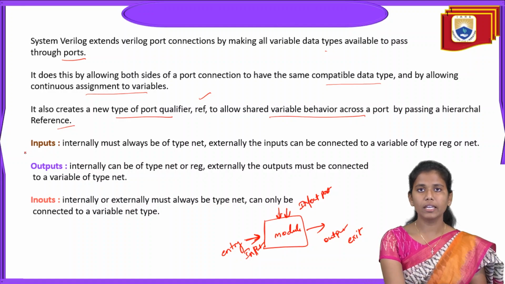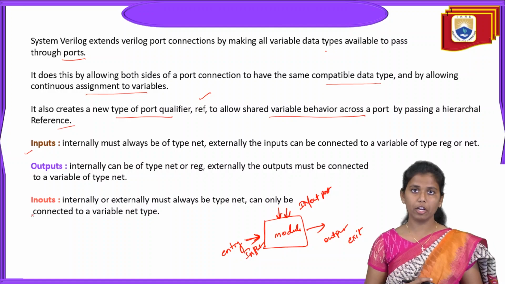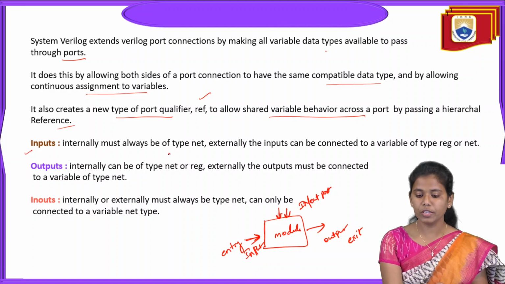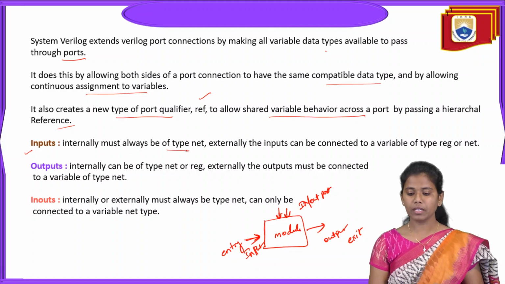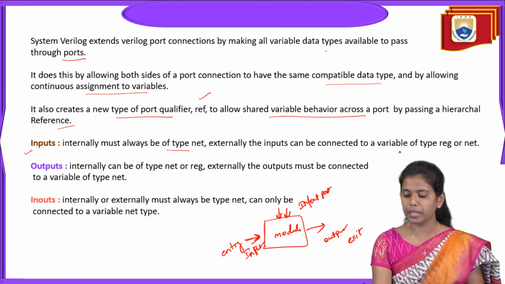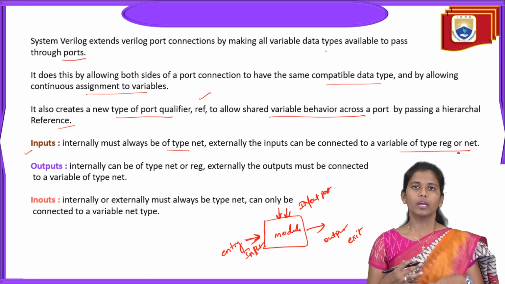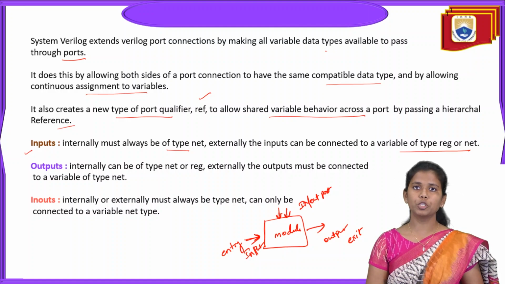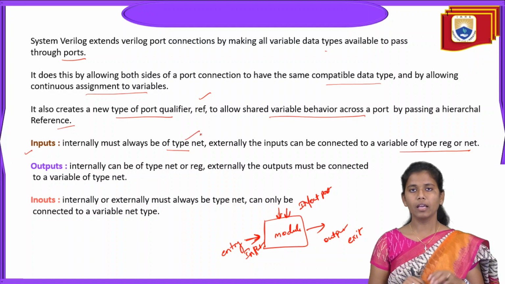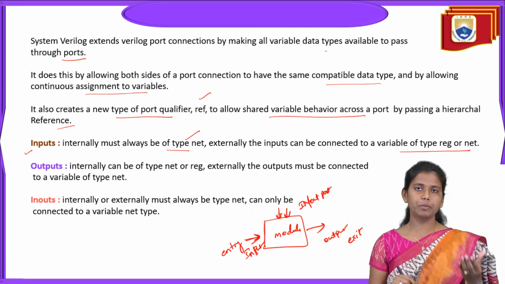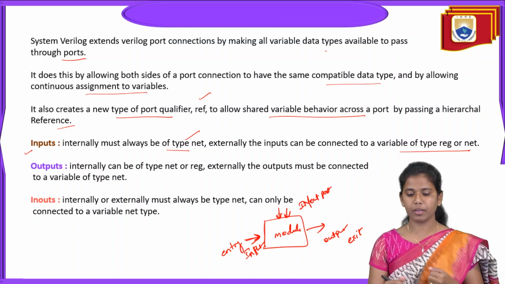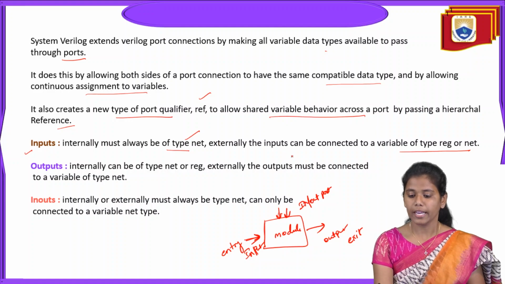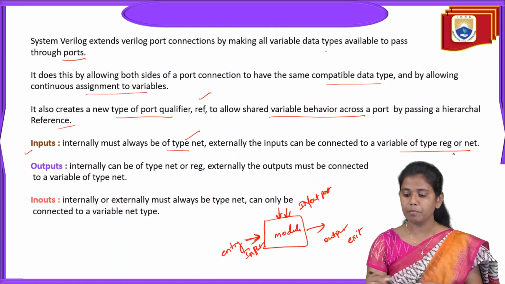And then, for a module, we know the input, output and in-out ports. What is the input internally? It must always be of type net. Externally, the inputs can be connected to a variable of type reg or net. So in the port list, when it comes to the inputs, internally the inputs are of type net, like the declaration of variables A, B, C. And externally, the inputs can connect to a variable of type reg or net.